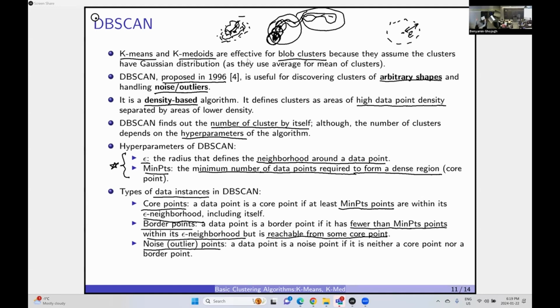For every point, we calculate its neighborhood and count the number of points in its epsilon neighborhood. If it is greater than or equal to the minimum number of points, it's a core point. If it is less than that, but it is already in the epsilon neighborhood of another core point, then we call it a border point. The third case is that it has fewer than the minimum number of points and it's not even in the epsilon neighborhood of a core point. Then that would be an outlier.